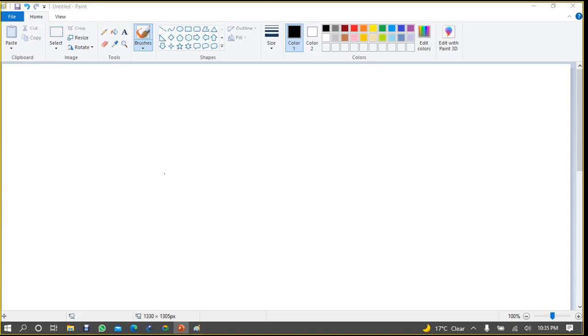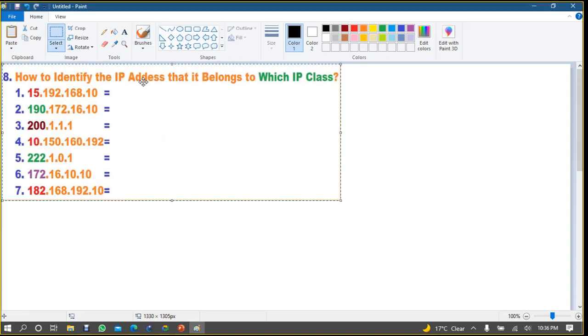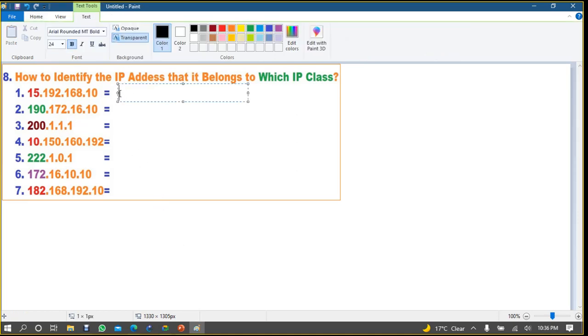You have to tell me whether this IP belongs to class A, class B, class C, or which class. Okay. So here, this is the list of IP addresses. Now you tell me this IP address belongs to which class?